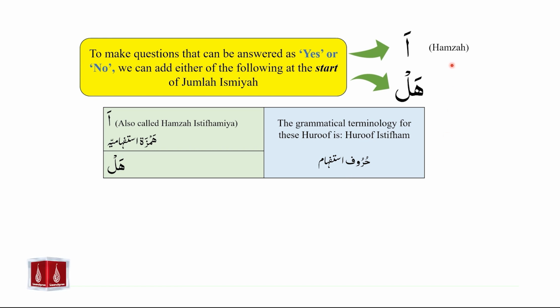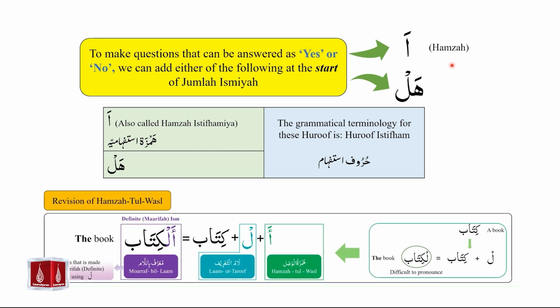Hamza Istifhamiya is one type of Hamza, and this would be a good time to revise another type of Hamza that we previously studied, which was Hamzatul Wasl. We studied the use of Lam Tarif to make an indefinite ism into a definite ism. We added Lam Tarif to Kitab to make it definite, but this was difficult to pronounce. So we added Hamzatul Wasl to Lam Tarif plus Kitab to make Al-Kitab. So we have studied two types of Hamza, Hamza Istifhamiya and Hamzatul Wasl.